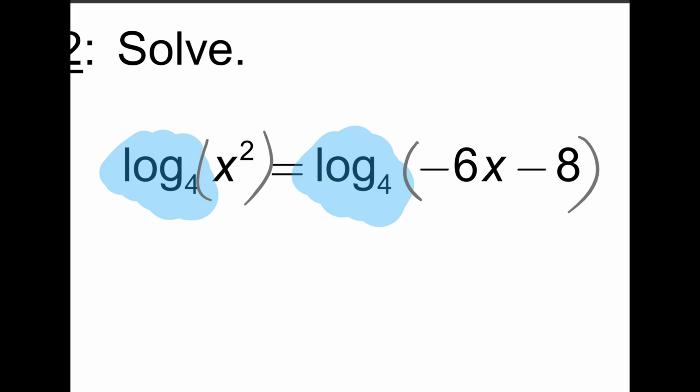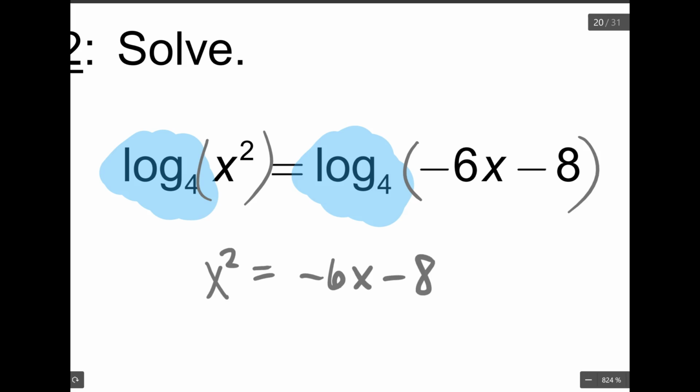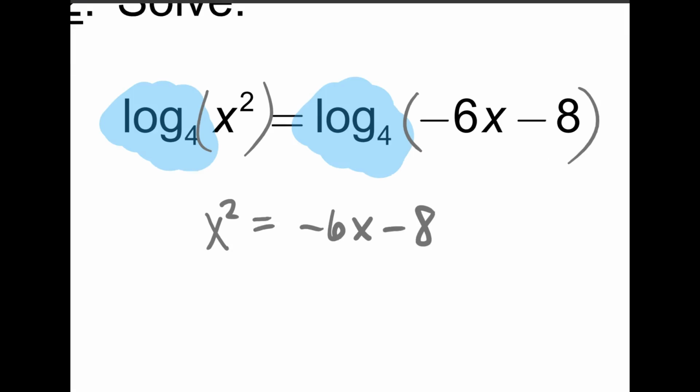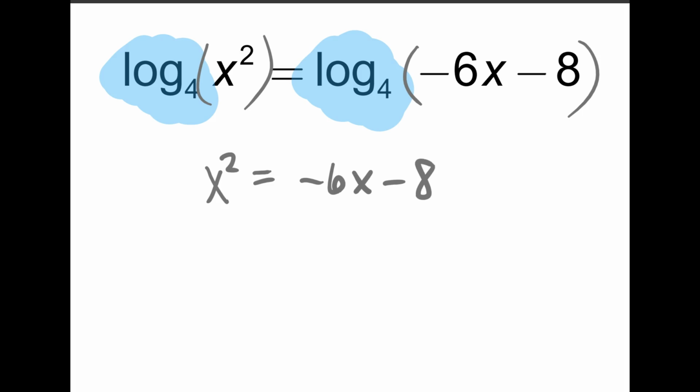Okay, since we have the same base, I'm going to set what's inside equal to each other. So x squared equals negative 6x minus 8. I want to solve for x. Have we done a problem like this before? Yeah, so how should we go forward? Do you have an idea? Factor first, move everything on the same side. Then we'll factor it out and solve for x.